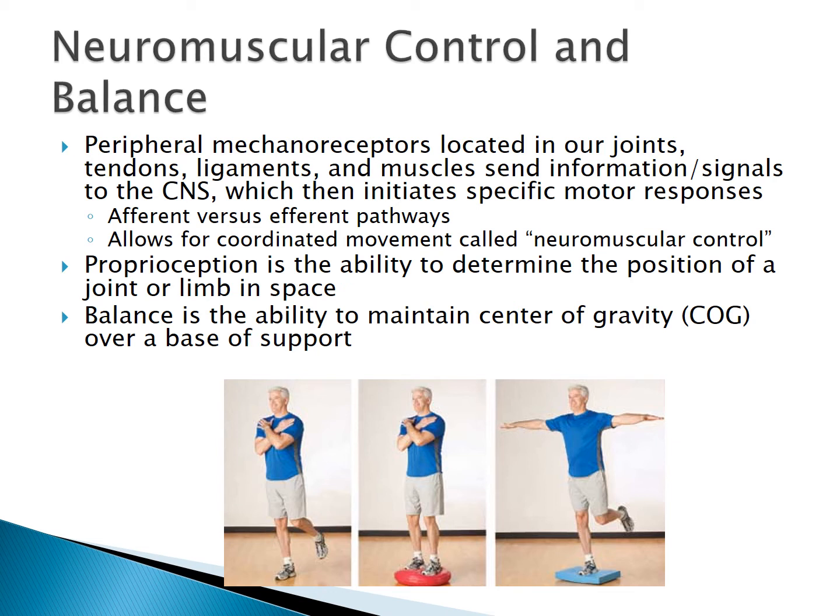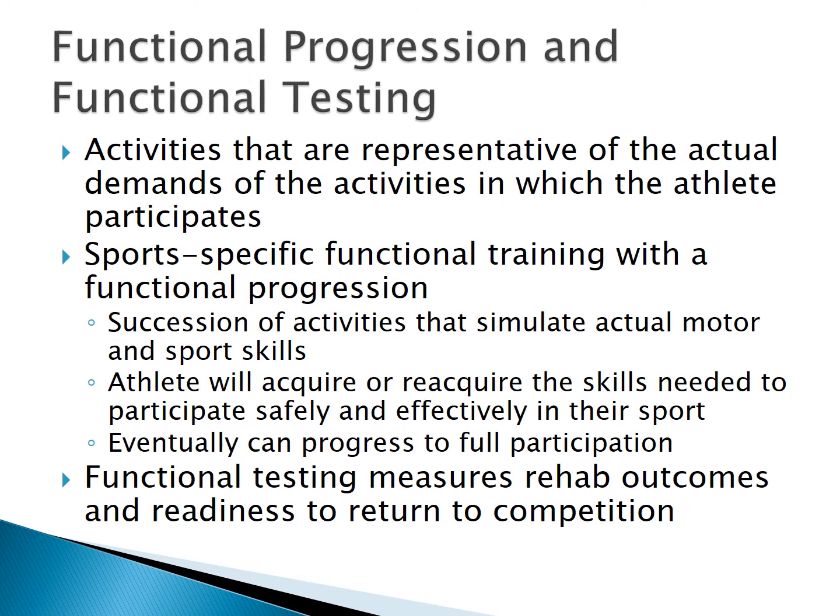When we move our COG outside of our limits of stability, we must initiate a balance strategy to avoid falling. These strategies include adjusting joint position at the hip, knee, and ankle, or stepping to prevent a fall. A rehabilitation program for a physically active patient should include sport-specific functional training and activities. To this direction, the functional progression is an effective component of a rehabilitation program.